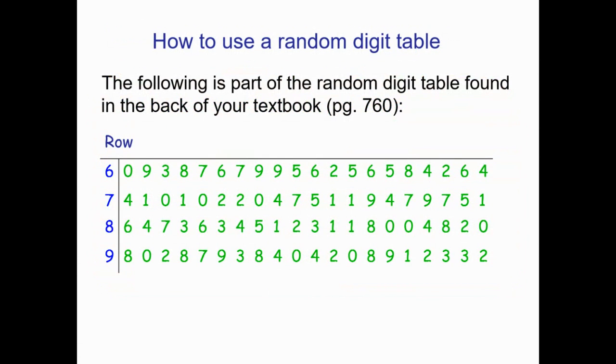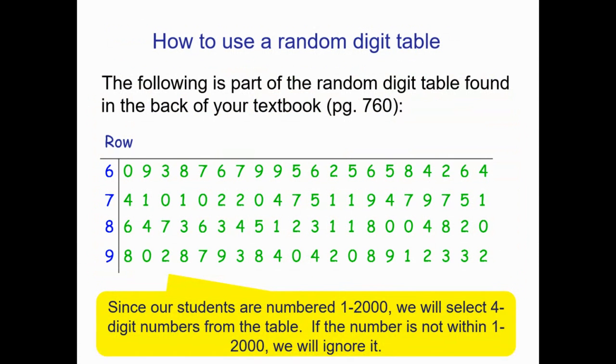on page 760 of your textbook, they have a random digit table, but I've also included it in your notes. We're going to learn how to use it. So what we want to do first, let's think about, how many students did we have in our example? 1 to 2,000. Since our students are numbered 1 to 2,000, we're going to select 4-digit numbers from the table. This starts us at row 6, and we look at the first 4 digits. If those 4 digits, when you squeeze them together, make a number from 1 to 2,000, then we keep it. If not, we ignore it.